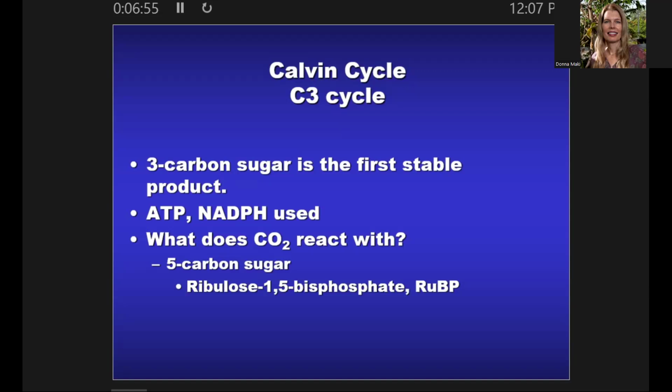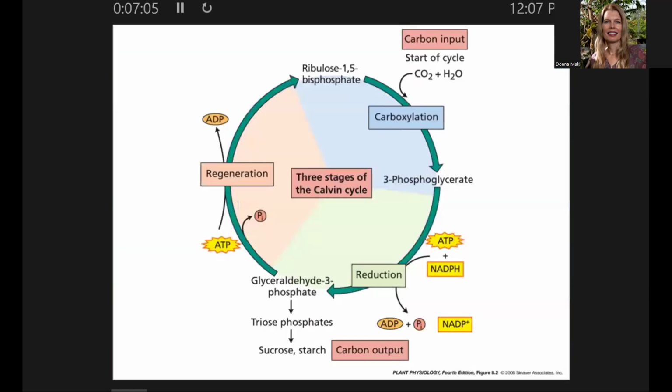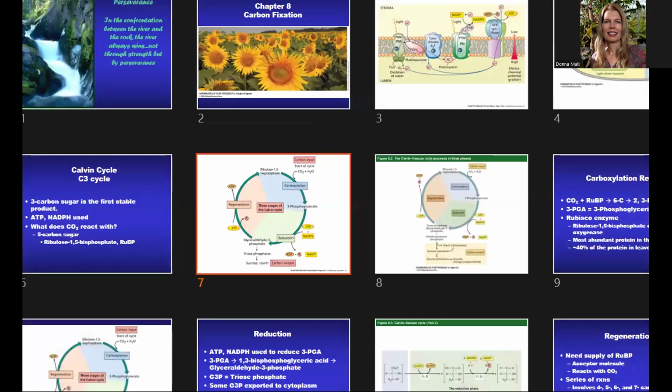So 1,5-bisphosphate, that means there's 2 phosphate molecules on there. And this is the full Calvin cycle, but what we need to zoom in on is the CO2 coming in and then the ribulose bisphosphate. And when you get that reaction, you eventually end up with phosphoglycerate, which is 3 carbons.